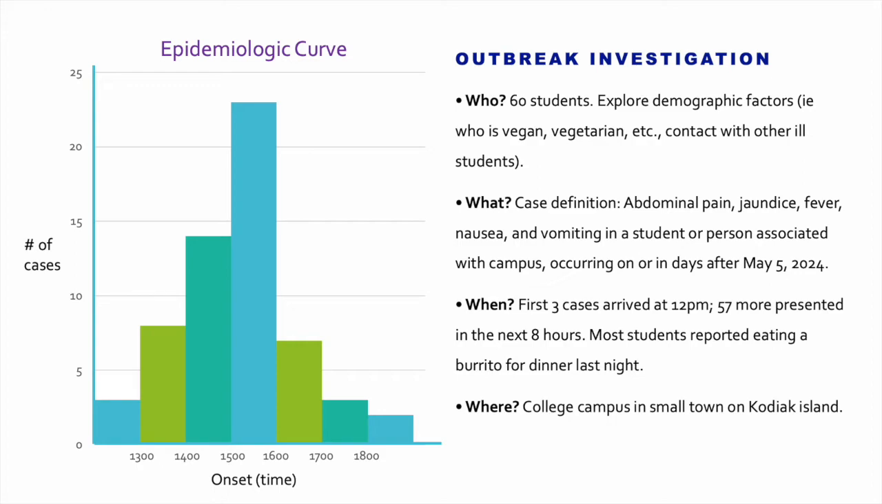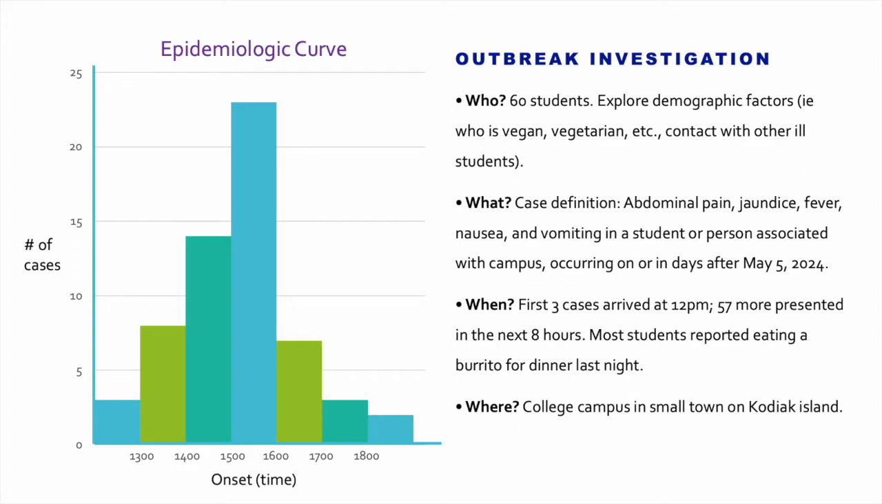To define this outbreak, we would specify how many students are involved and interview each of them about dietary restrictions or habits and who lives with whom to determine if household transmission might be occurring. We would come up with a case definition, such as abdominal pain, jaundice, fever, nausea, and vomiting in a student or person associated with campus, and we would specify the time frame and the location.